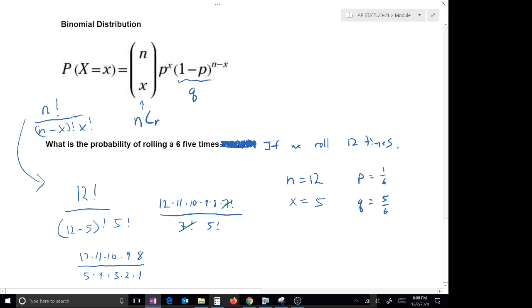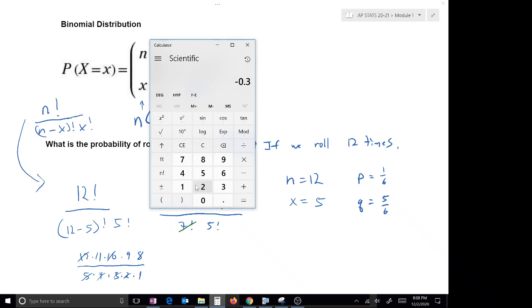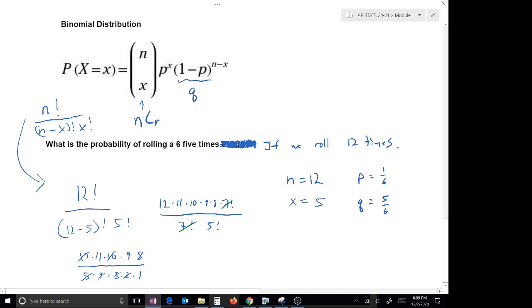Okay. I could probably simplify a few other things here. 5 times 2 is 10, so scratch those out. Okay. 4 times 3 is 12, so I could scratch out 4 and 3 and the 12. And what I'm left with now is just 11 times 9 times 8, so 11 times 9 times 8 equals 792. So this whole part here is going to be 792, this nx here.